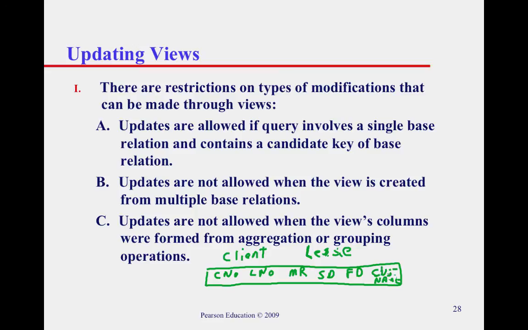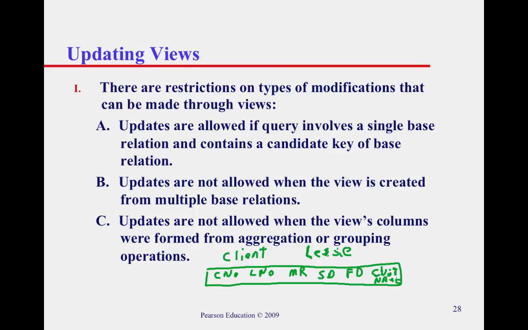So this is a combination of information from two different relations. And now I say, okay, we're going to delete this particular tuple. Well, how do we exactly map that back to the base relations? Do we really want to delete that client from the database? Presumably, we don't want to delete all the leases that this client has held in the past.